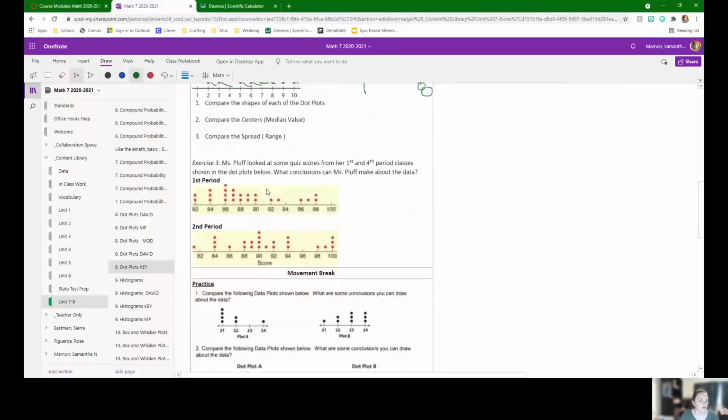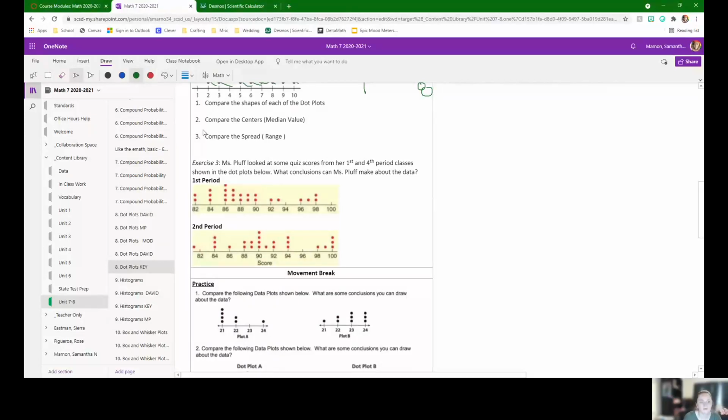So for exercise 3, we have Miss Pluff's class. She looked at some scores from her 1st and 4th period classes, so we have their dot plots below. What conclusions can we make? If we want to look at this, we can look at a couple of things. We can look at the shape.